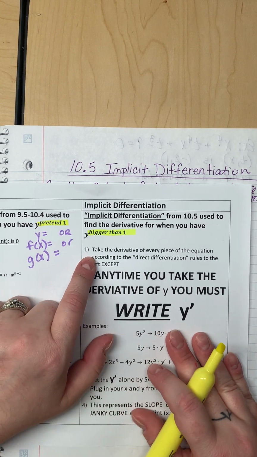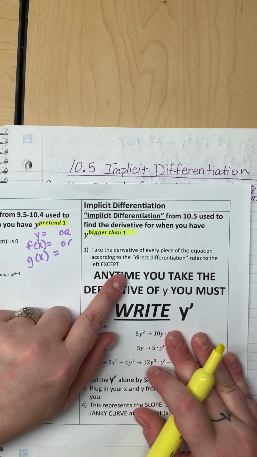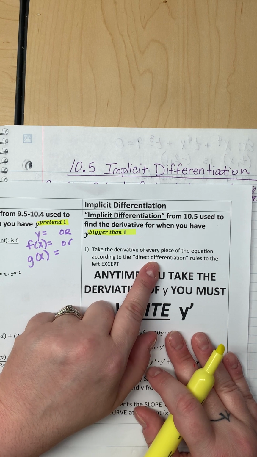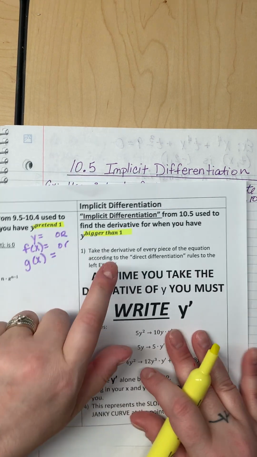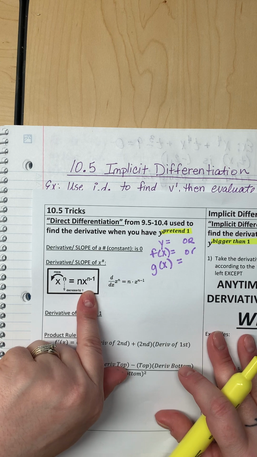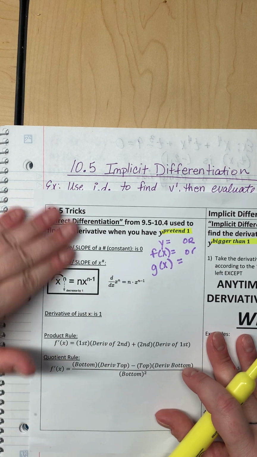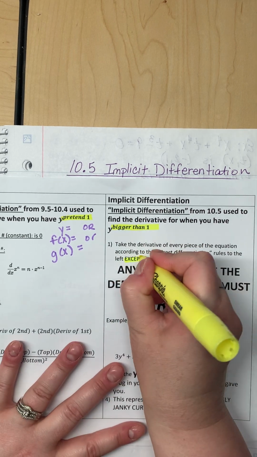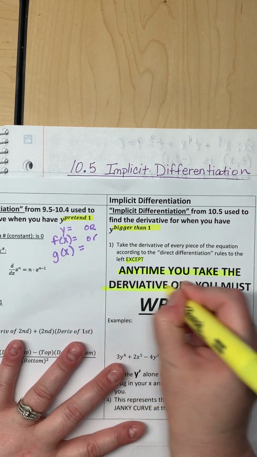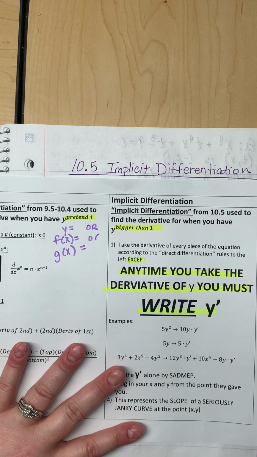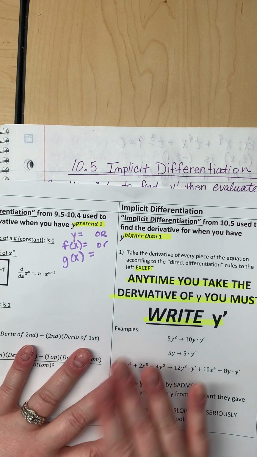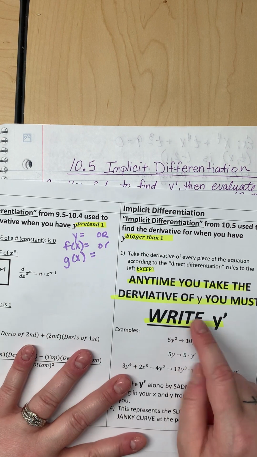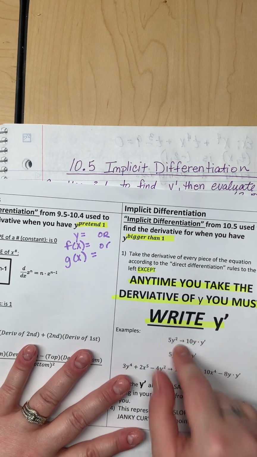The first step says take the derivative of every piece of the equation according to the direct differentiation rules. So we still use the same rules we've already learned, except anytime you take the derivative of y, you must write y prime. This is pretty much the same thing as what we were doing, only now we're going to be writing y prime a couple of times.